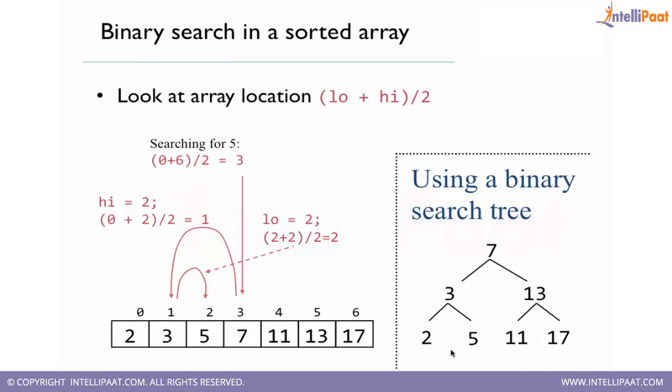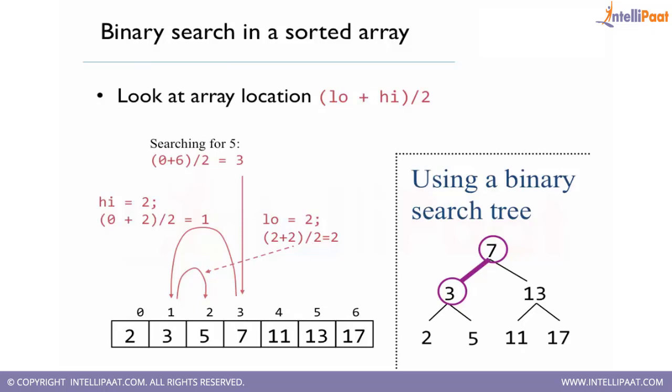Now, how is this structure helpful in searching? Suppose we want to search for 5. We compare 5 with the root. 5 is less than 7, so definitely 5 is not on the right side of 7. It will be on the left side of 7. So we traverse left. Traversing left, what do we find? We find 3.